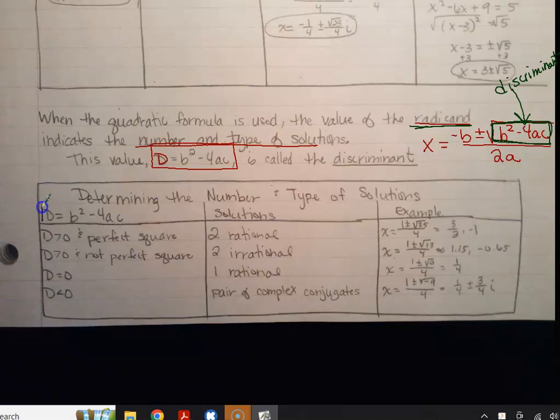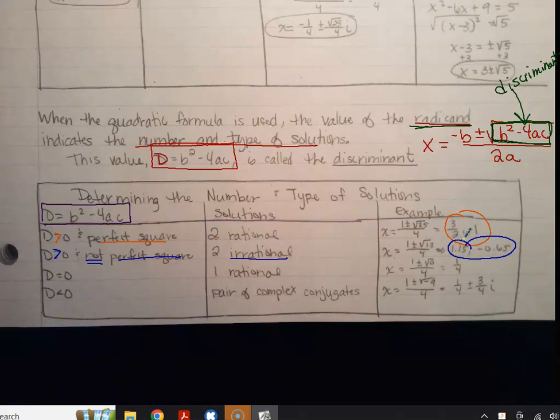So again, going back here, your discriminant D equals b squared minus 4ac. If D is greater than 0 and a perfect square, you're going to have two rational solutions. If we look over here, here are our solutions: 3 halves and negative 1. If our discriminant is greater than 0 and not a perfect square, you're going to get two irrational answers. So that's when we have approximately 1.15 and negative 0.65.